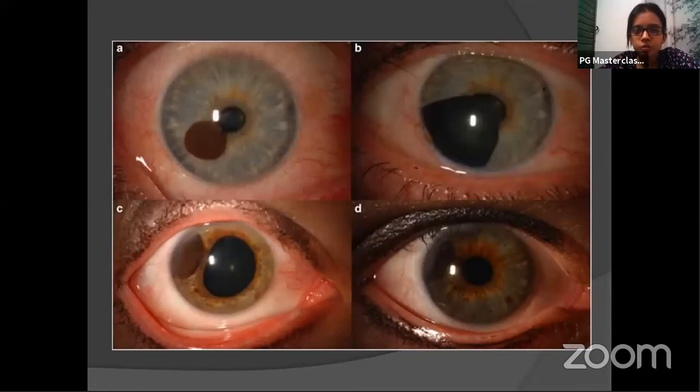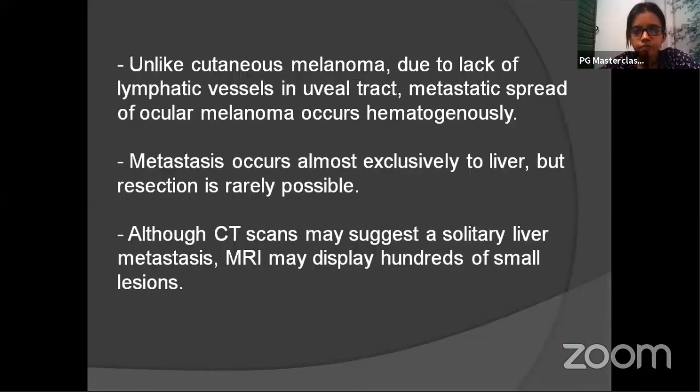These are some photos depicting the same. Unlike the cutaneous melanomas, due to lack of lymphatic vessels in the uveal tract, metastatic spread of ocular melanoma occurs via the blood. And metastasis occurs almost exclusively to the liver, but resection is rarely possible because there are multiple micrometastases in the liver. And although CT scans may suggest a solitary liver metastasis, MRI may display hundreds of smaller lesions.